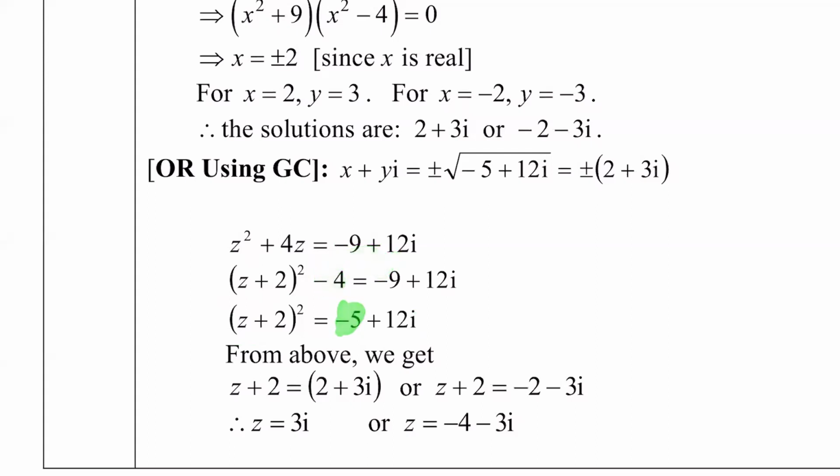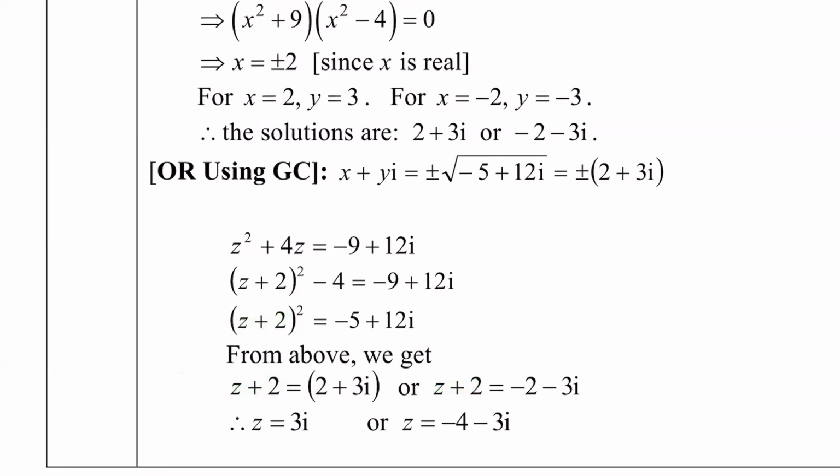Then you get -5. From here, you take the square root. So that's why you get the two solutions. But it is no longer just a normal z, it's z plus 2. Can you understand? Then after that, you subtract 2 on both sides. Okay, we went through this last week.